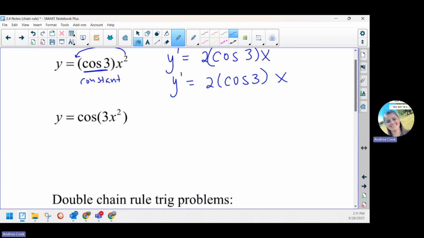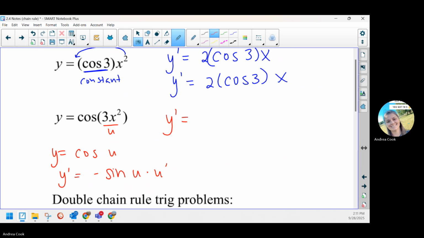So if we move the parentheses, that changes it. So if I move the parentheses, now this is u. So if I have cosine u, the derivative is negative sine u times u prime. So this derivative is going to be negative sine u, so I keep the 3x squared, times the derivative of u, which would be 6x. And again, instead of writing it like that, I'm going to move the 6x in front of the sine.